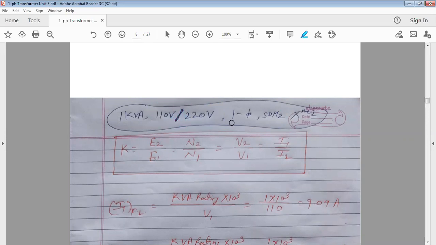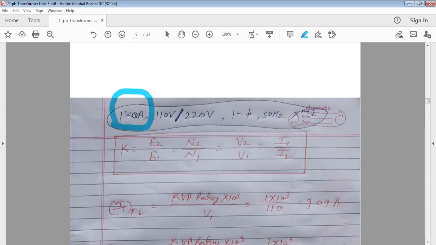So what does single phase mean? One winding on the primary, one winding on the secondary, with N1 turns on the primary and N2 turns on the secondary. Whatever input voltage you apply across the primary, you get the secondary side voltage. Frequency is the same, 50 hertz. Now, whatever is given on the nameplate, 1 kVA, is called the full load kVA rating.